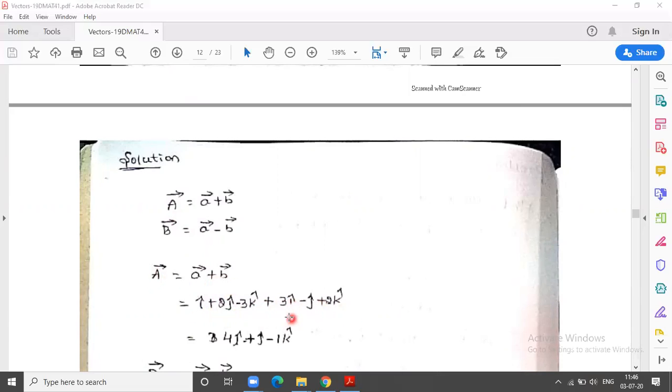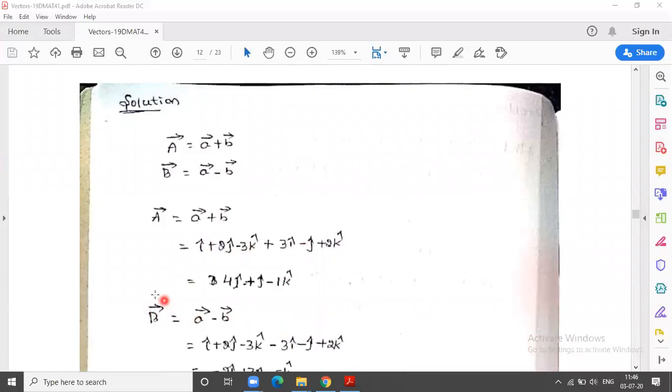If you add these two, you know how to add vectors. You just have to add the corresponding components. The i component coefficient is 1 here and 3 here, so 1 plus 3 is 4i. Now the j component coefficients are 2 and minus 1, 2 minus 1 means it will become 1. Here minus 3 plus 2, so it will become minus k.